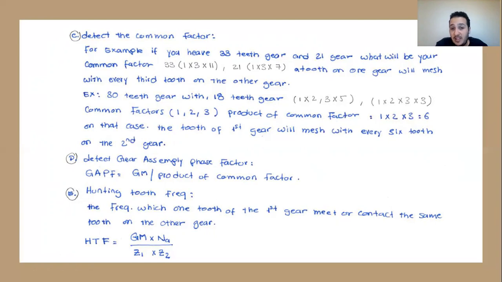You also have the gear assembly phase factor, which is the gear mesh divided by the product of the common factors. Also, you have the hunting tooth frequency, the frequency at which one tooth of the first gear contacts the same tooth on the other gear every time.